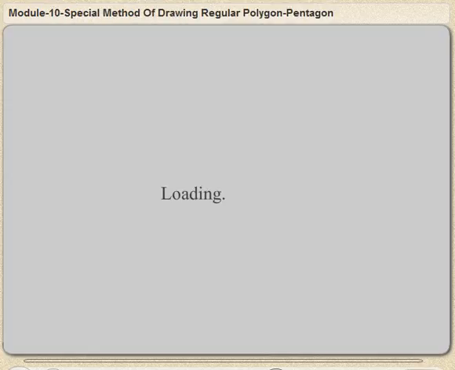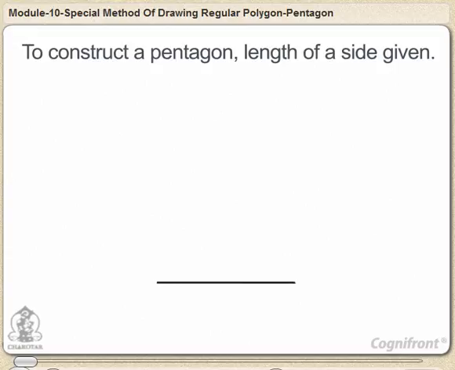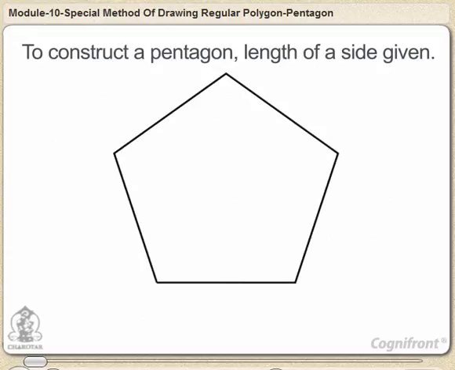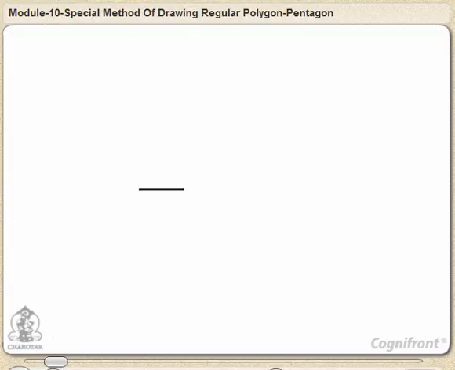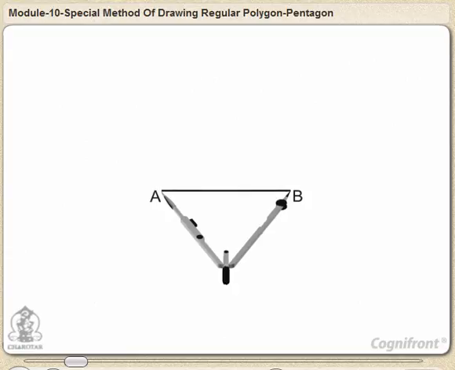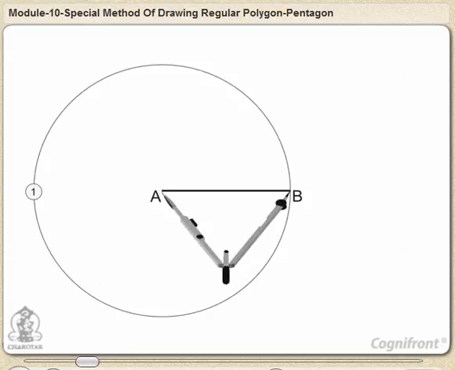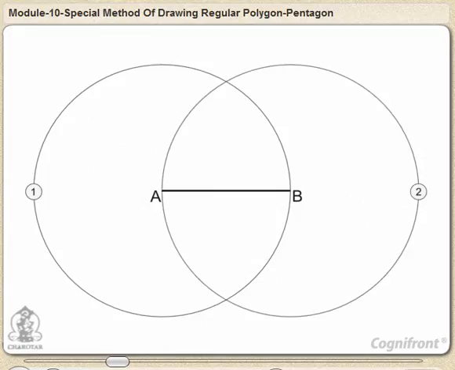Now let's draw a pentagon. First we'll draw a line AB. Draw a circle with center A and radius AB. Similarly, draw one more circle with center B and radius AB, cutting circle 1 at C and D.